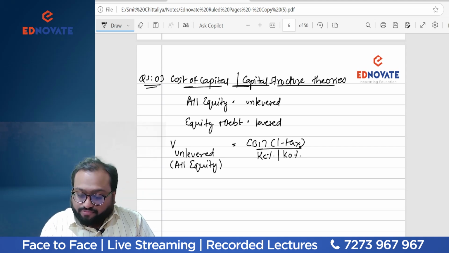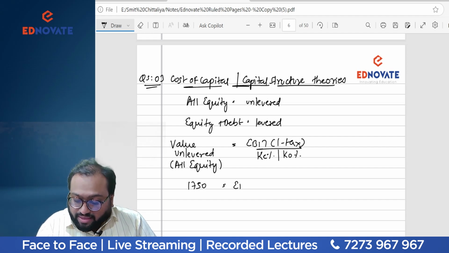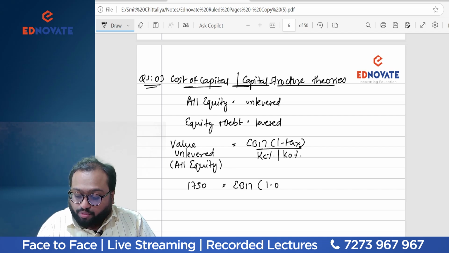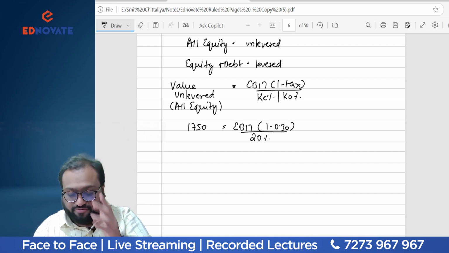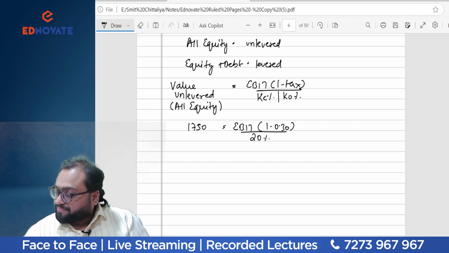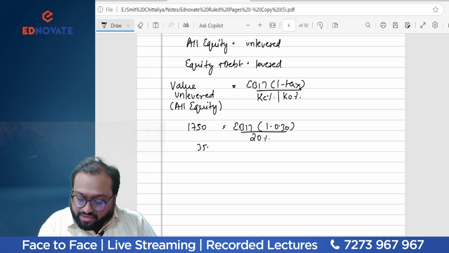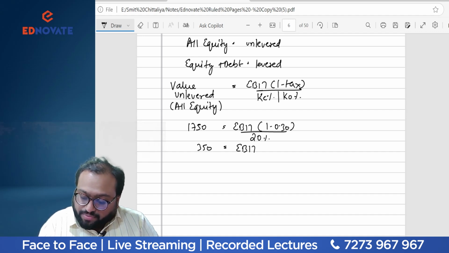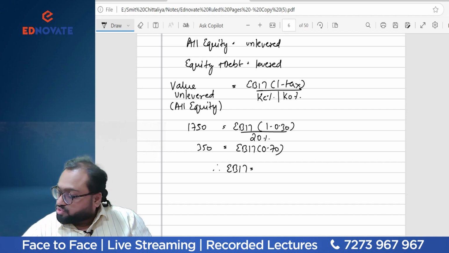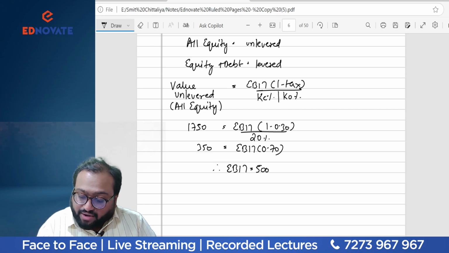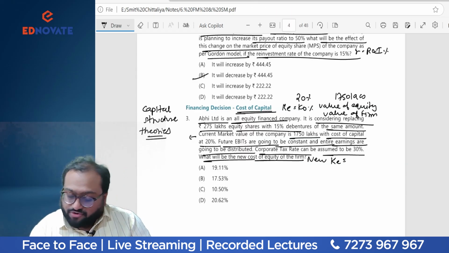Now, what is the value of my unlevered firm? The value of unlevered firm is 1750. EBIT (1 minus tax 0.3, if I am not wrong, is the tax rate, 30%) divided by 20%. So why 20%? Because KO is 20% when it is all equity, unlevered firm. So 1750 into 20% will be 350. 350 is equal to EBIT into 0.7. We'll take 0.7 on that side. Therefore, EBIT will be 350 divided by 0.7. It will be 500 lakhs, if I'm not wrong. Yes, sir, it will be 500 lakhs.